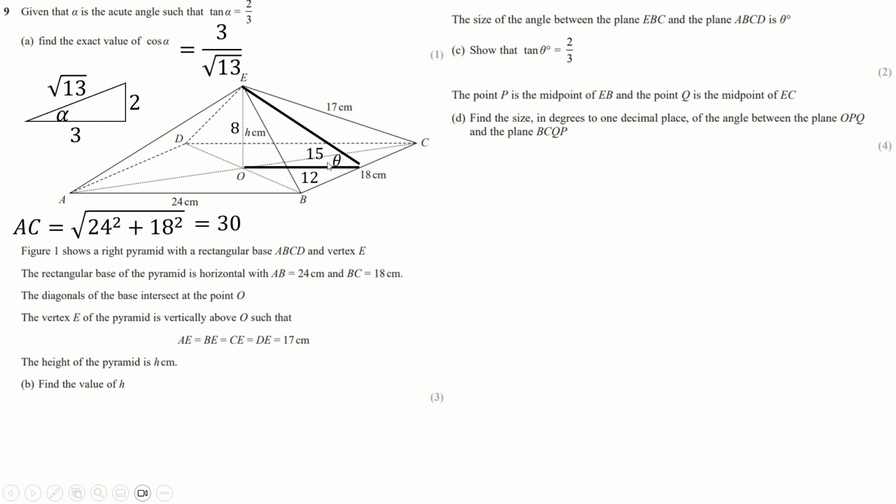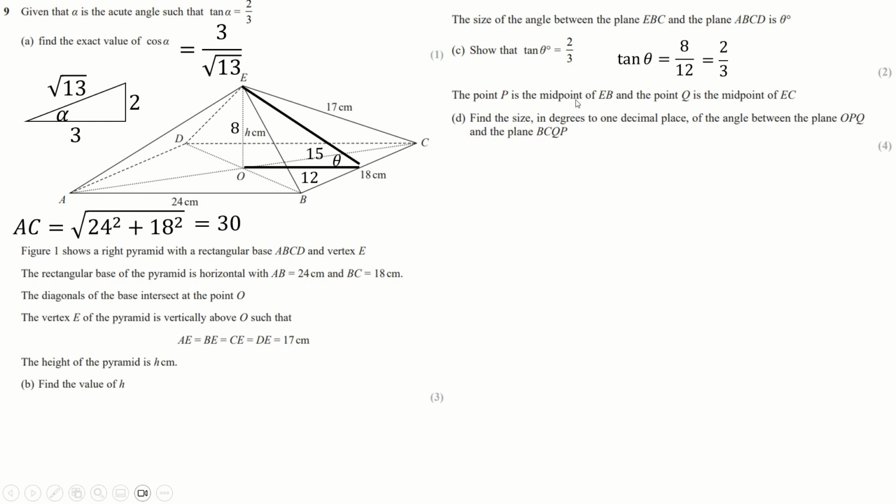Now this distance is clearly 12 because it's just half of 24. And this is 8, right? So cos theta is just 8 over 12. Sorry, tan theta is just 8 over 12, opposite over adjacent. 8 over 12 simplifies to 2/3, and you're done.